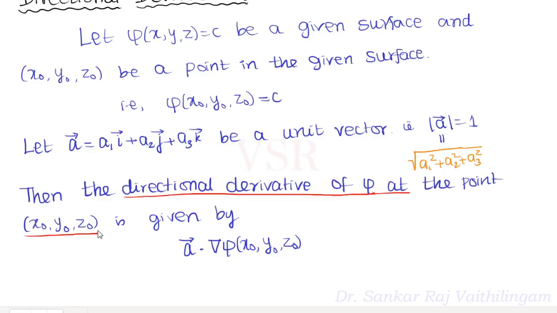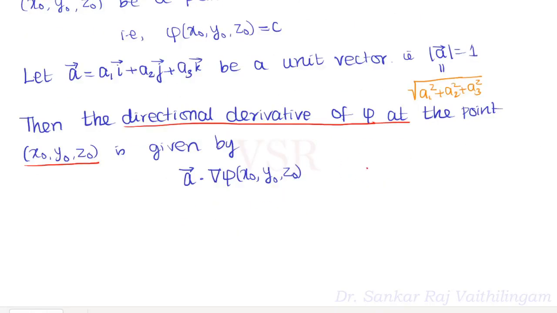Romba simple. For example, suppose I have a surface. Suppose this is my surface, phi of x comma y comma z equal to c. This point is x0 y0 z0. At this point I have a vector, a perpendicular vector, which is del phi of x0 y0 z0.